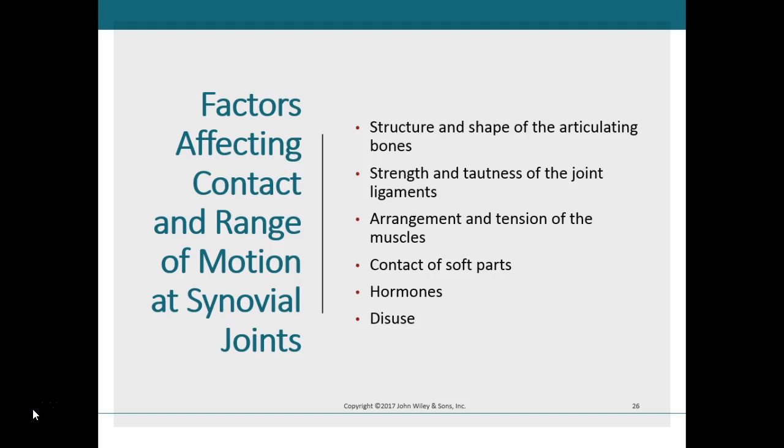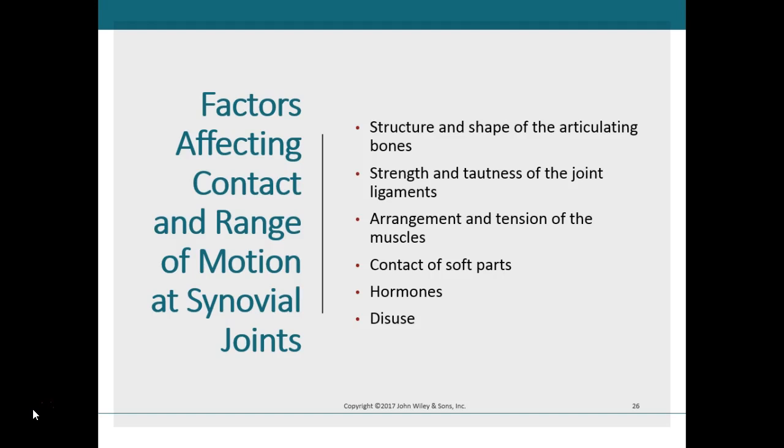If you think about the structures of the elbow joint, the ulna has that little grooved notch that sits around the distal end of the humerus. So it prevents a certain movement, such as hyperextension of the elbow joint, because again of the way the bones fit together. The strength and the tension of the joint ligaments that make up the joint, the fibrous joint capsule, can also affect range of motion.